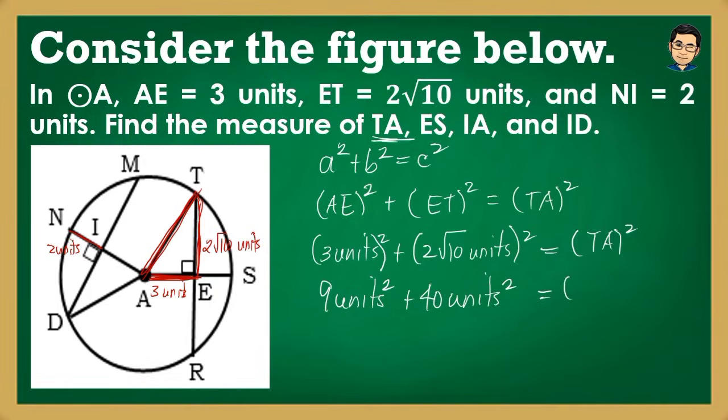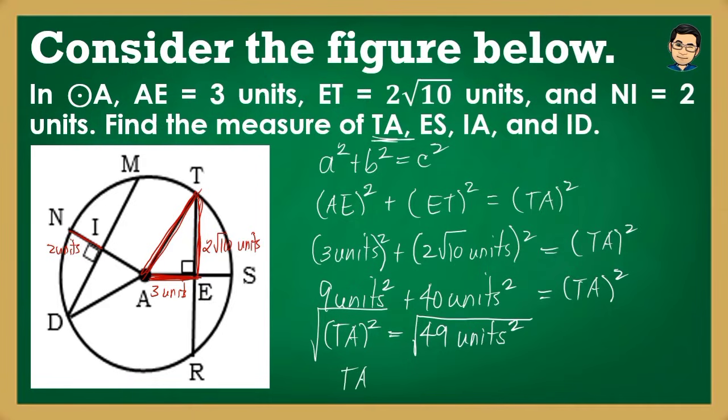And then, is equal to TA squared. And then, i-add lang natin. So, sulat lang natin dito. TA is equal to the sum. So, that is 49 square units. So, yung 49 na yan, i-extract natin yung square root para matanggal yung mga squared na yan. So, since 49 is a perfect square, so, ayan, square both sides, magiging TA is equal to the square root of 49 is 7. So, ibig sabihin lang po niyan, the measure of TA or the radius is 7 units. Ayan.